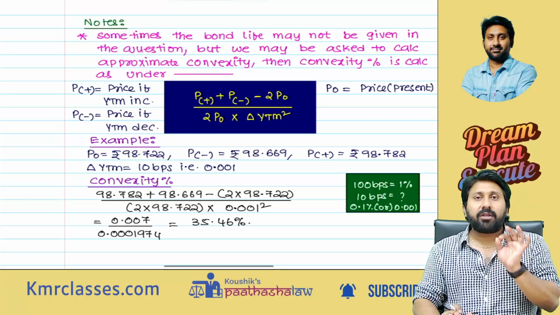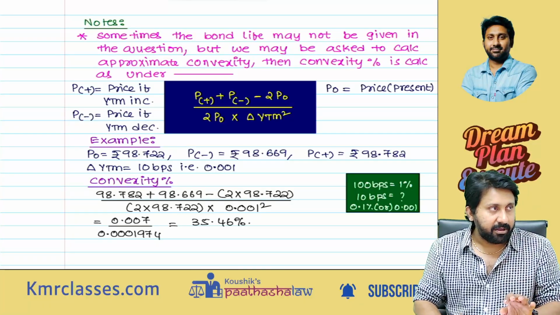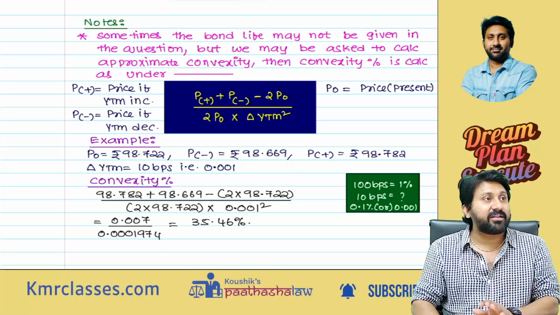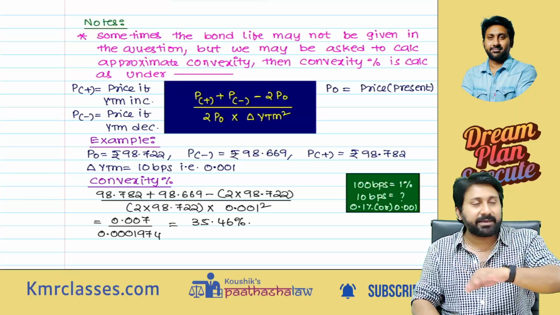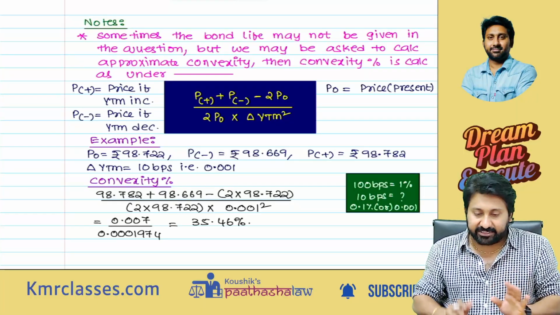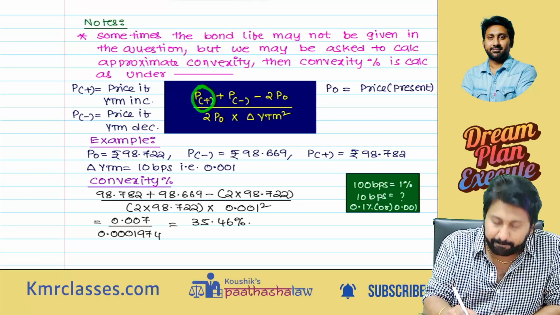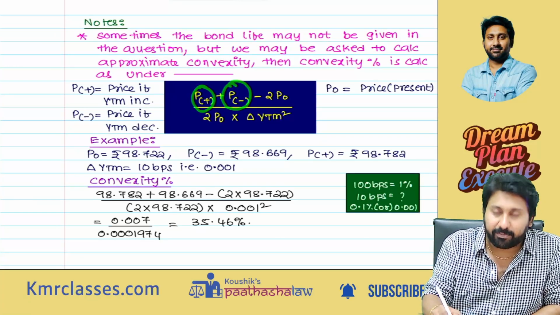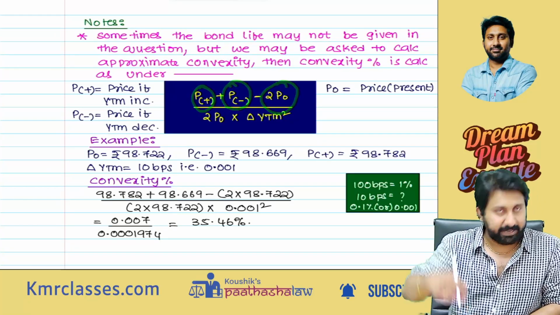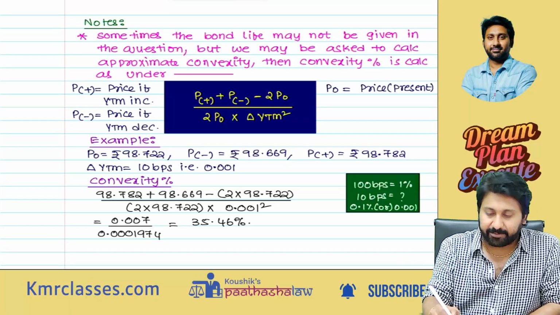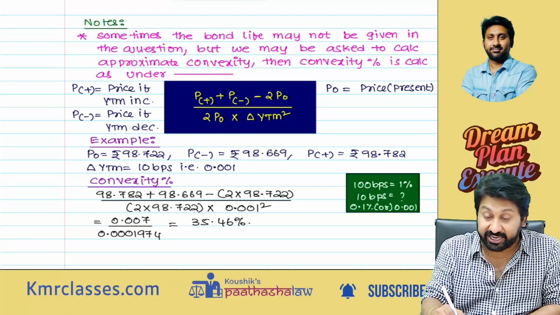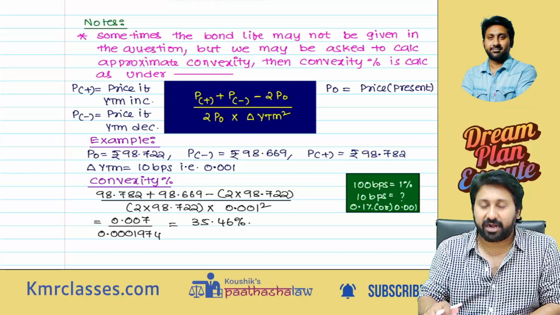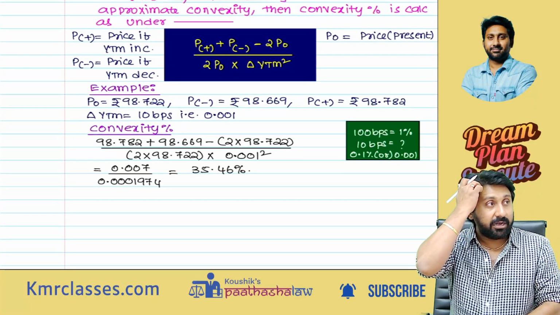If a convexity question is tested in the exam, but nowhere have they given the details of life and so on, they have given only prices, the previous price and the next price. In that case, we have to use this formula: P positive plus P negative minus 2 into present price, divided by 2 into present price into change in YTM square. Sir, I didn't understand. Sorry, this is not the time to learn the concept.